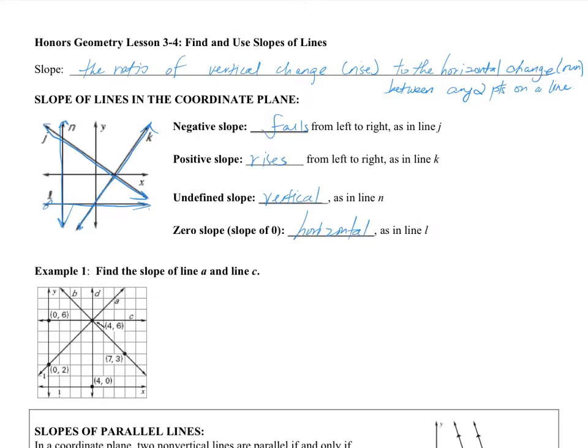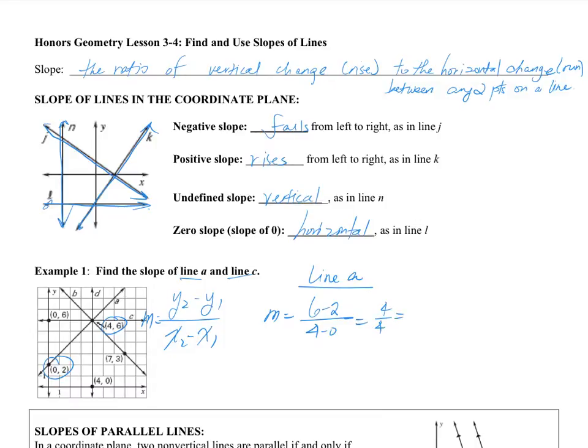Example 1, find the slope of line A and line C. So I'm going to use the formula y2 minus y1 over x2 minus x1. Remember, m, slope, equals the change in y over the change in x. So for line A, I'm going to use (4, 6) and (0, 2). So it will be 6 minus 2 over 4 minus 0. So that's 4 over 4, which equals 1.